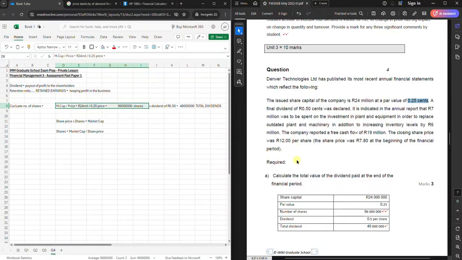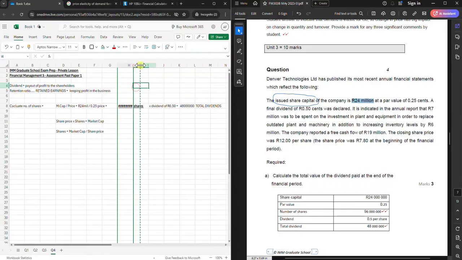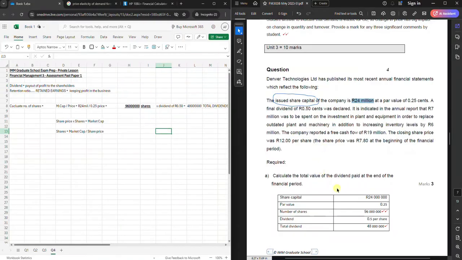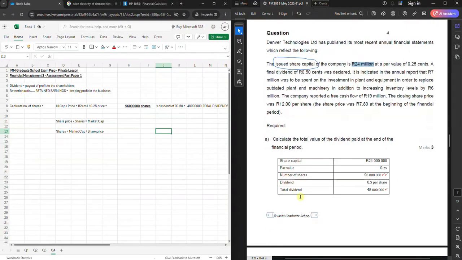I didn't do that first part. I jumped straight to times 0.5, giving me an answer of 12 million. You can't use that because this is not the number of shares. This is the issued share capital. Share capital is the value of the shares, not the number of shares. There's a difference. Each share is worth 25 cents and there are 96 million shares in this business. That makes much more sense now.